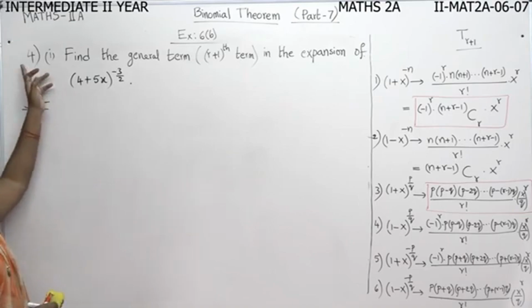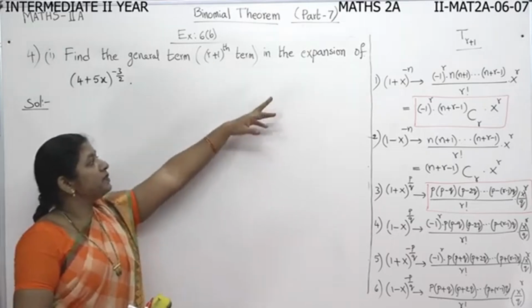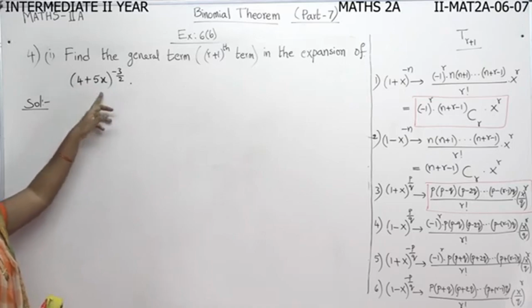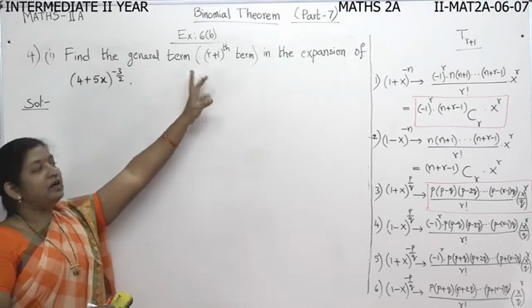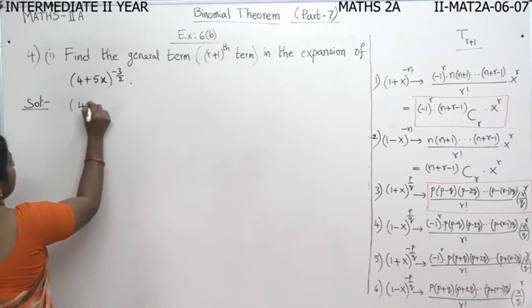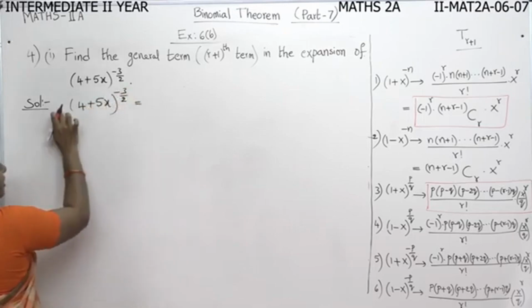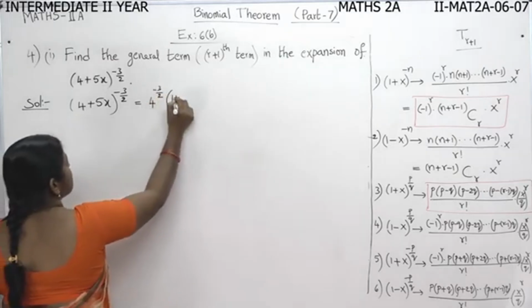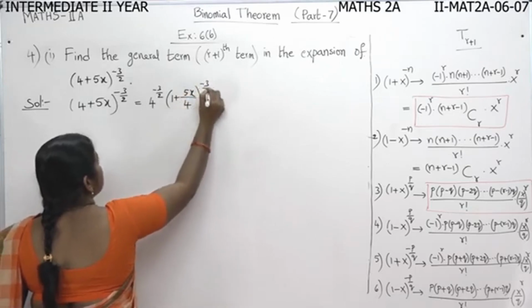Fourth question, first bit. Find the general term, the r plus 1th term, in the expansion of 4 plus 5x to the power of minus 3 by 2. So the given problem is 4 plus 5x to the power of minus 3 by 2. So this can be written as, taking 4 outside, the power will come to it, 1 plus 5x by 4 to the power of minus 3 by 2.